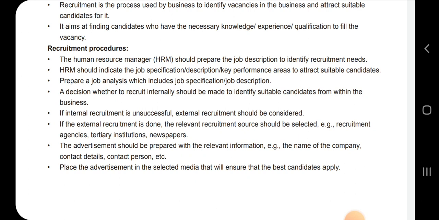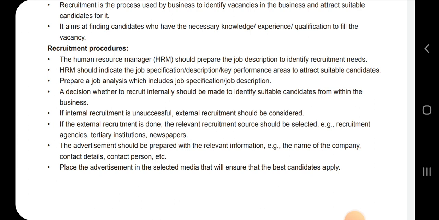If external recruitment is done, the relevant recruitment sources should be selected, e.g., recruitment agency, tertiary institutions, newspaper. So you're going to recruit people through agencies or tertiary institutions. You go to universities and look for students there, or you're going to place the advert in the newspaper.